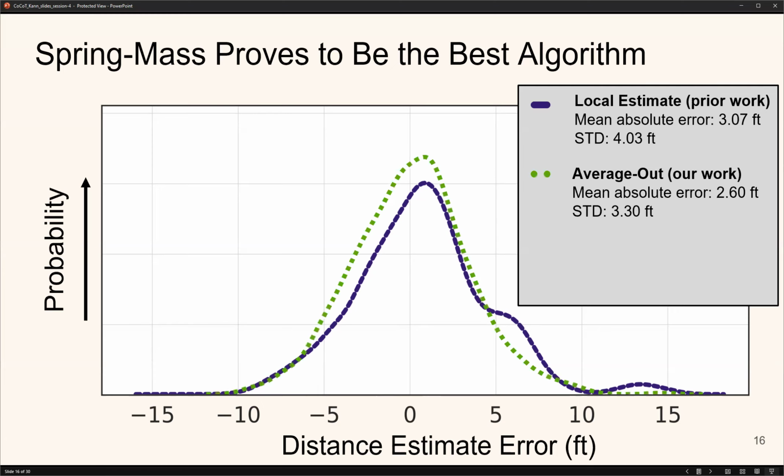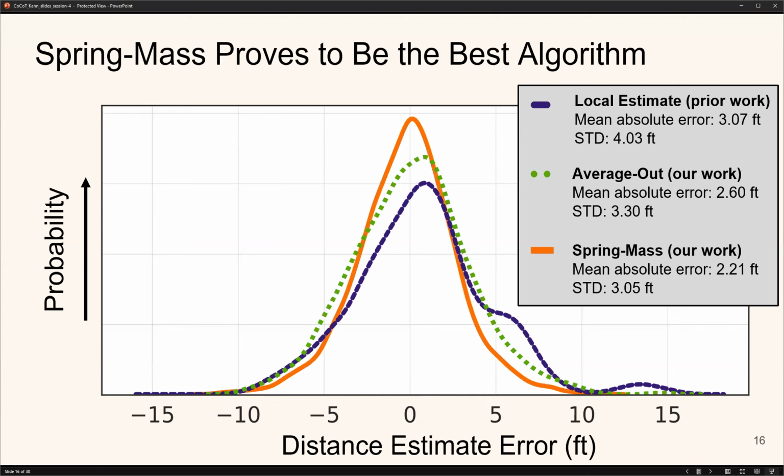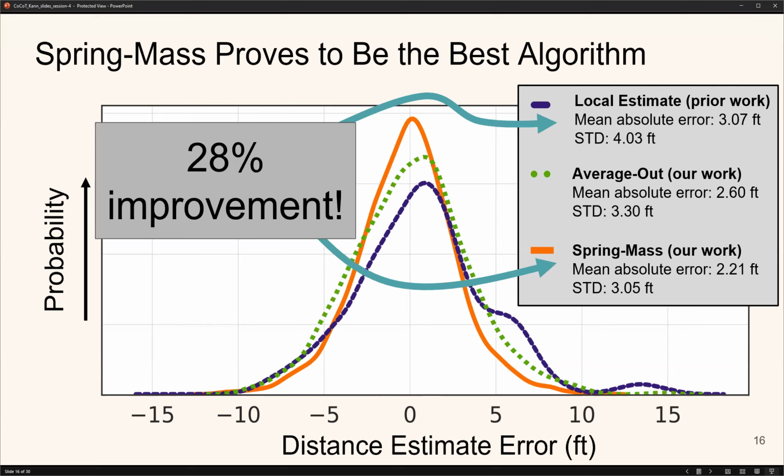And in our work, CoCoT, the average out algorithm improves this, notably reducing these large bumps of estimation error near 15 feet and getting a better probability of having 0 feet of error. And spring mass improves upon this even further, having a higher yet probability of getting 0 feet of error and a tighter distribution around it. Numerically, this reduces the mean absolute error by about 28%.